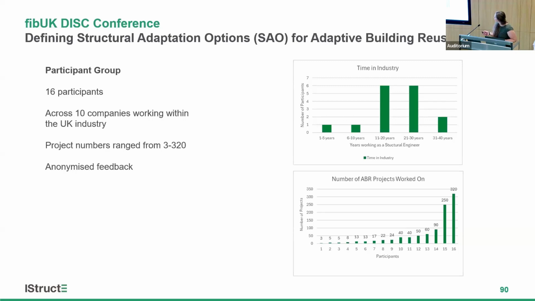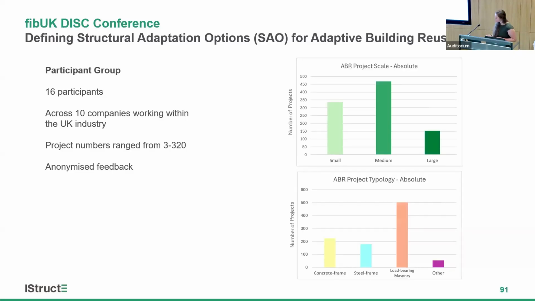For this, we had 16 participants who were able to complete all three stages fully, which is a really important part of the methodology. You can see on the right that the experience of the participants was generally between 11 and 30 years of working as a structural engineer. 75% of the participants had worked on more than 10 adaptive building reuse projects, and the range went from 3 to 320. So as you can see, a lot of variation there.